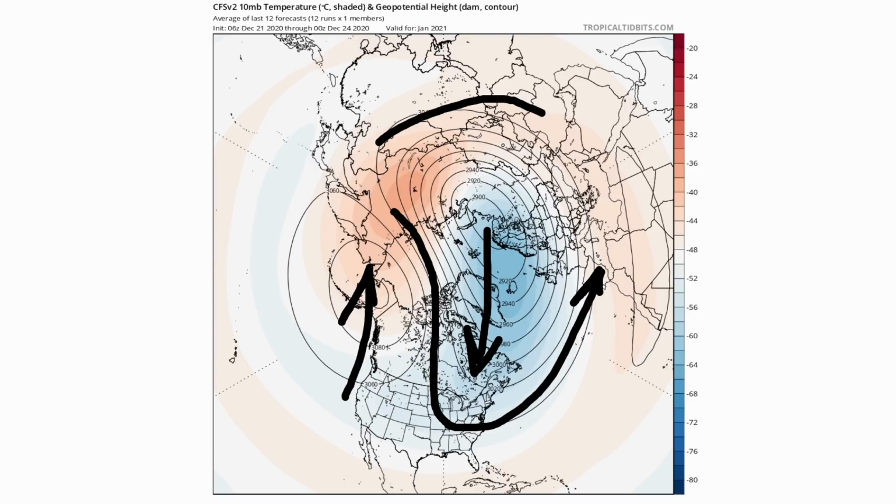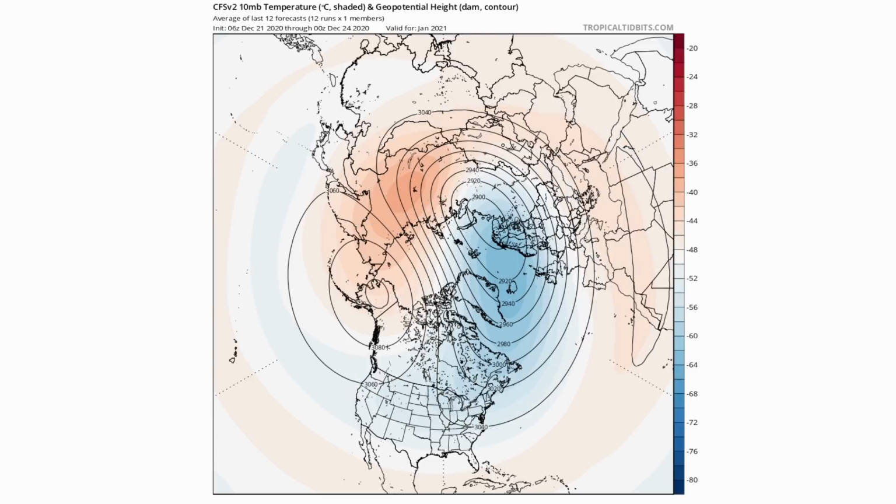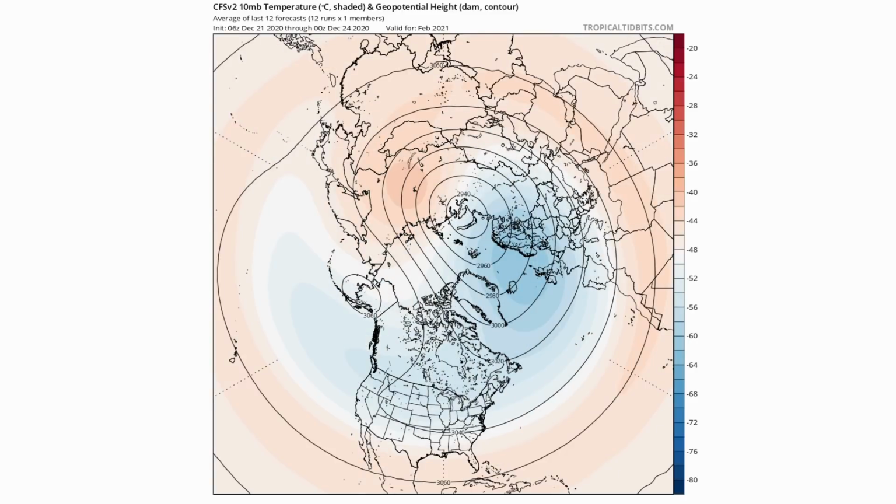And we also have more of that warmer air and what we would call a stratospheric warming event over portions of Europe and Asia. So that is definitely a very favorable pattern, again, if you do like cold and snow. So that would be for the entire month of January averaged out.